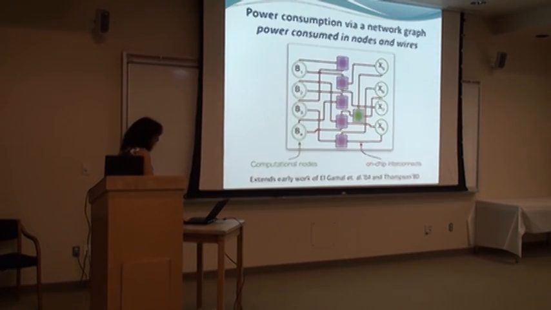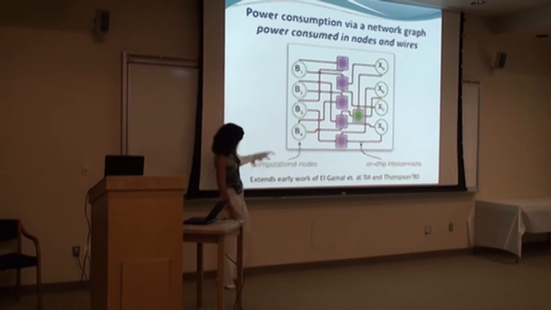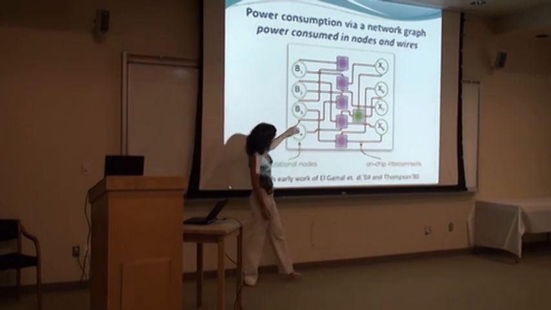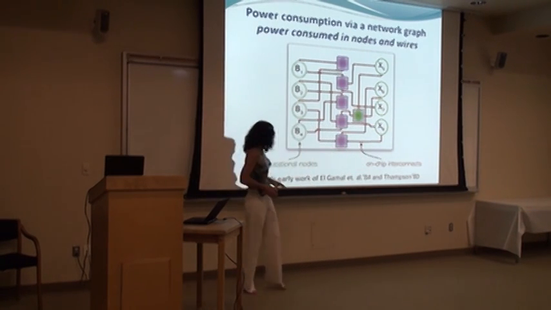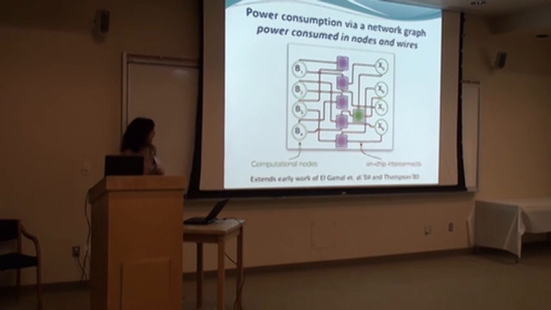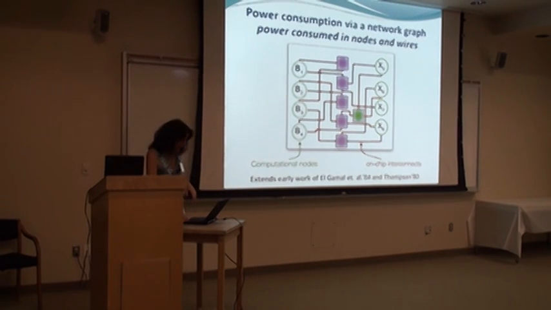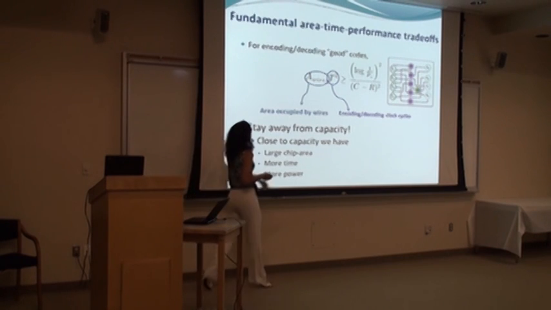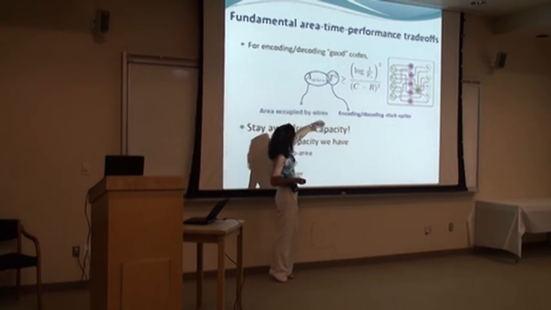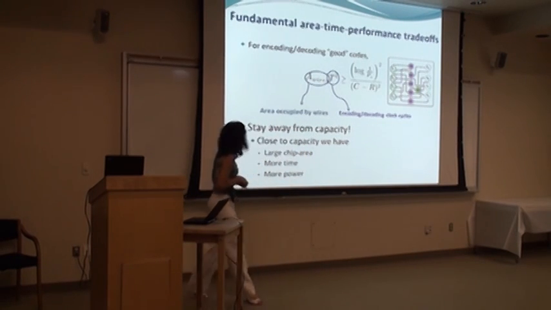And just to briefly tell you how this network information flow comes in a circuit, you have computational nodes that are exchanging information via these on-chip interconnects. This is actually based on work by Thompson in 1980, and Elgamal himself also worked on this type of modeling. And so if you want to come up with a fundamental energy model, you look at the area occupied by the wires and the clock cycles, because that's telling you the computational power and the computational nodes.